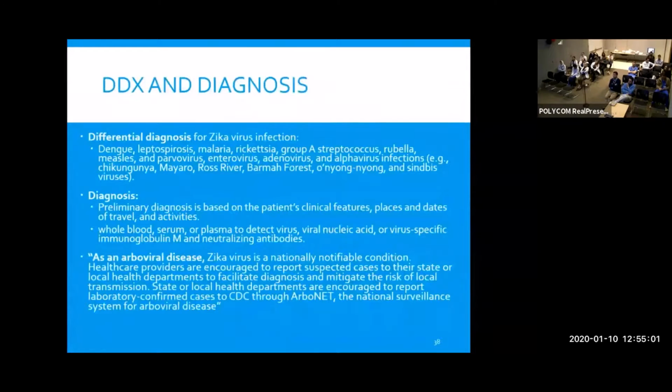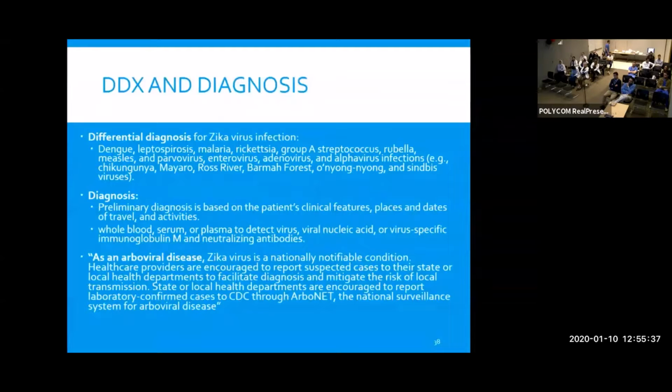So how do you diagnose it? There's a long list of differential diagnoses. Obviously, a febrile illness with a rash and diffuse myalgia. There's a lot of viruses that can cause that, and other infectious etiologies. The diagnosis is, again, just like with chikungunya and dengue, a clinical diagnosis. But you can send virus-specific immunoglobulins and or serology, just like the other one.